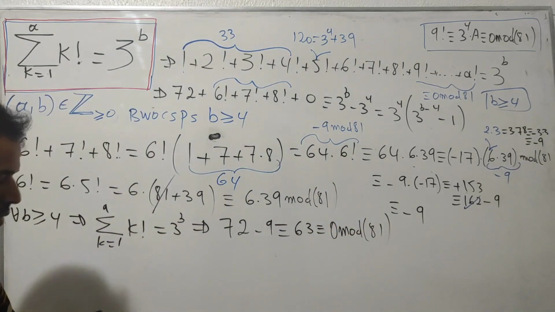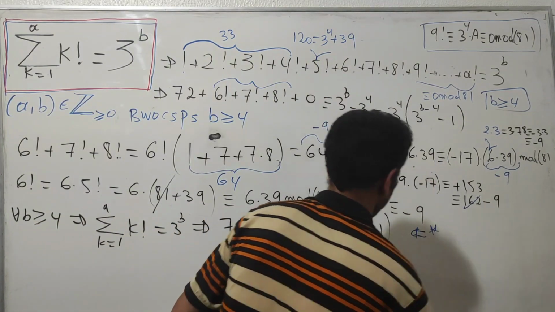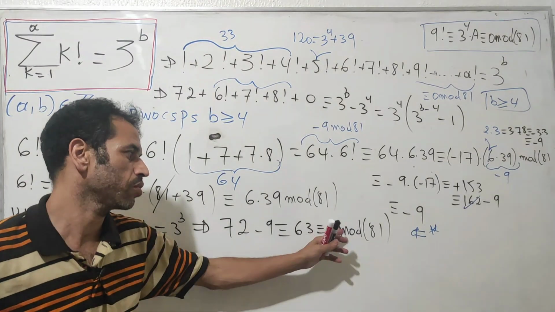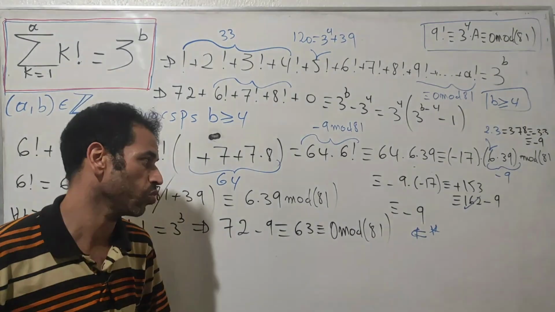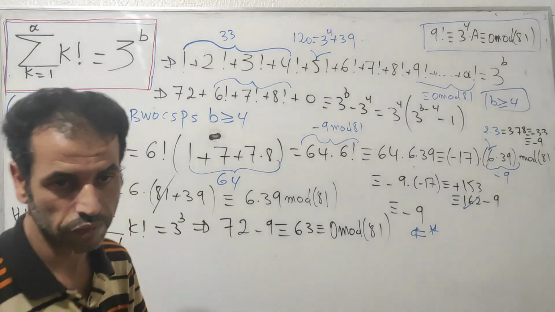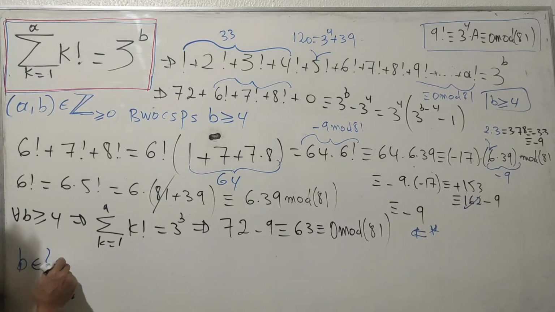Okay, clearly it's a contradiction, because we have two different remainders when you reduce this equation modulo 81. Which means the value of b cannot be more than 4, which means the available solutions are going to be in this set. So you get 0, 1, 2, and 3 only.